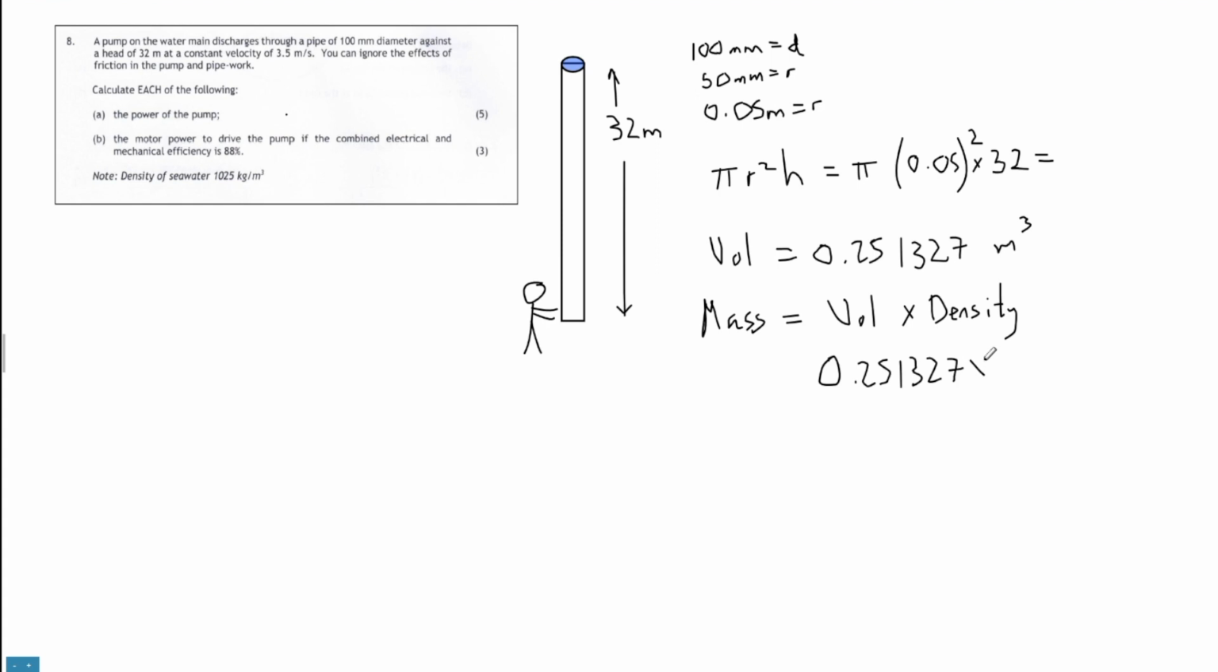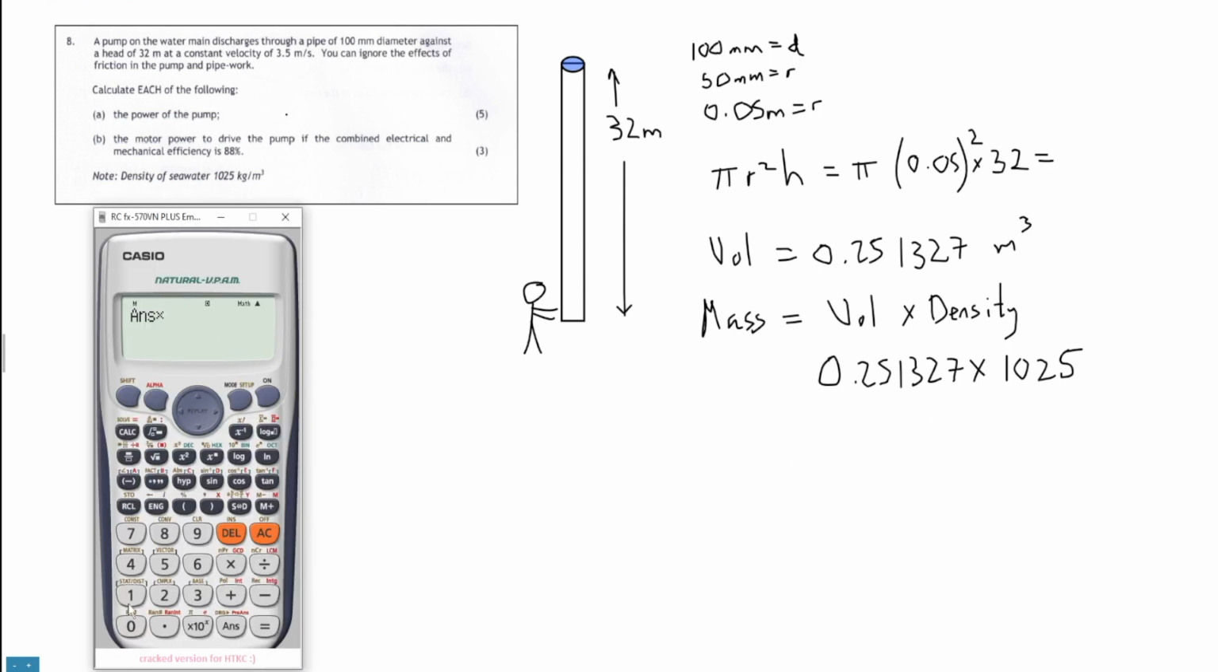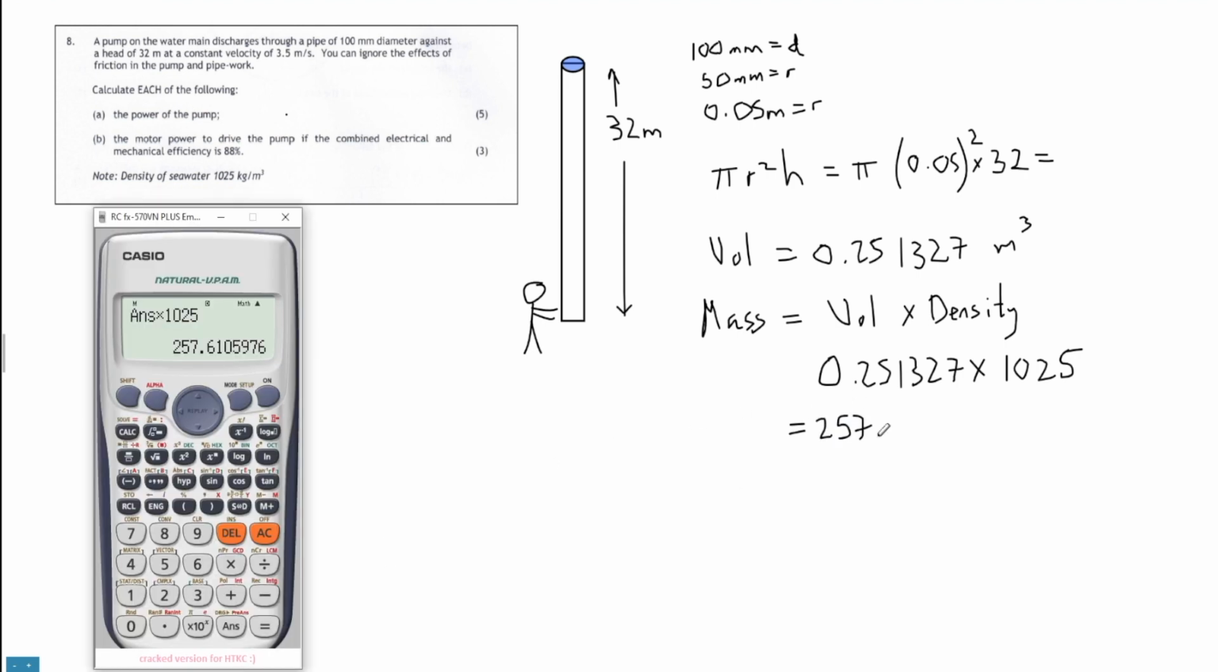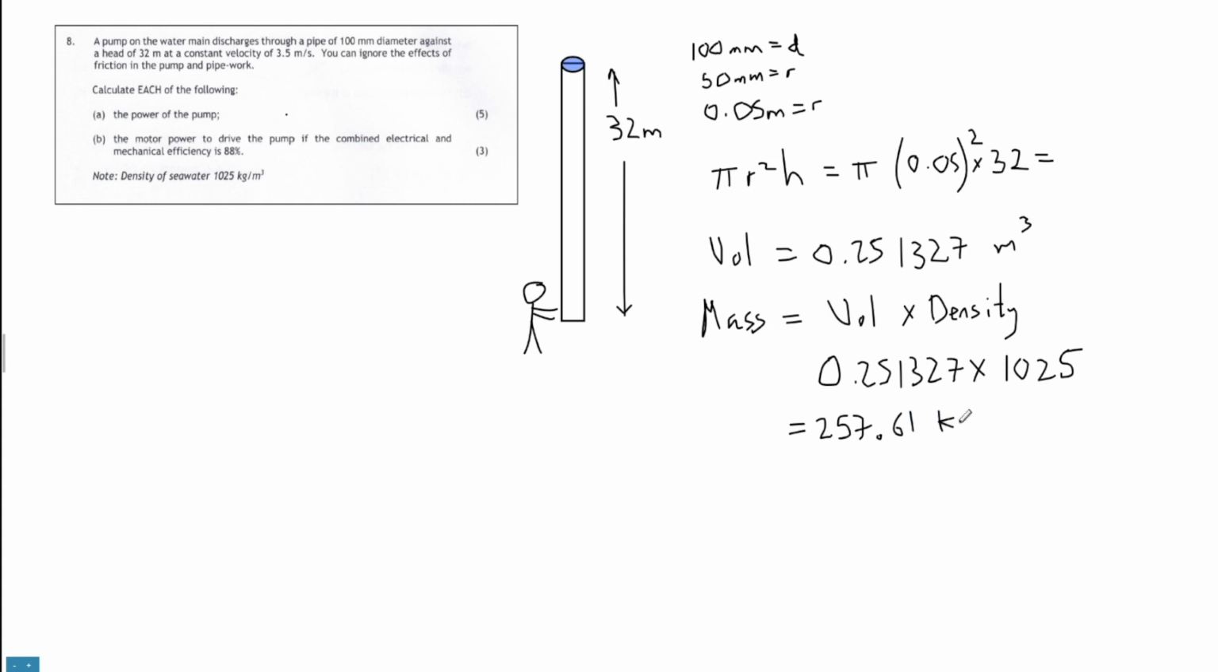0.251327. That's the volume times by the density, which is in kilograms per meter cubed. It's salt water, so it's a little bit heavier. So we just times this by 1025. All right, so we get 257 kilograms, 0.61 kg. That's really good. So this is the weight of the thing, the mass of the thing.